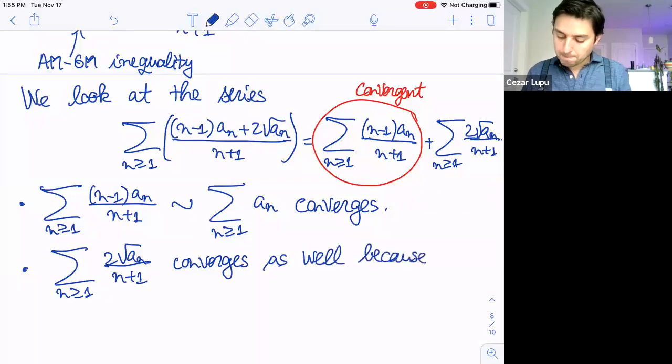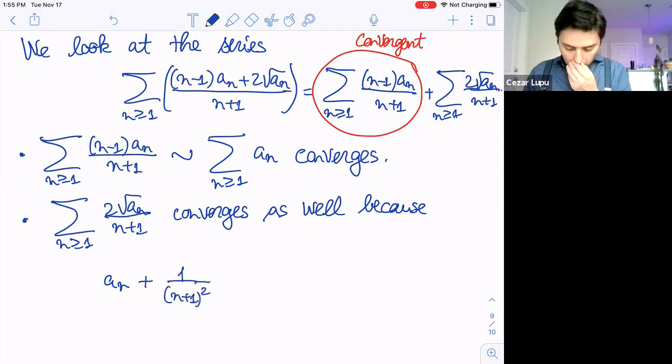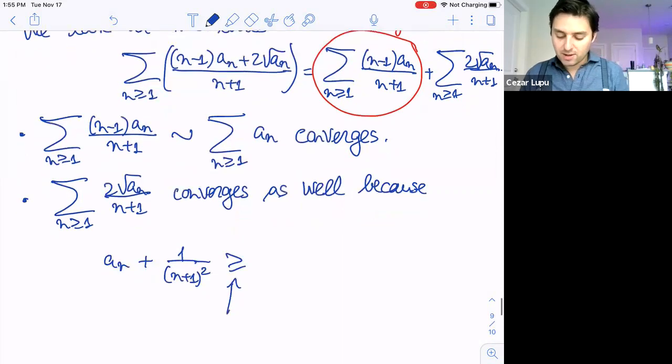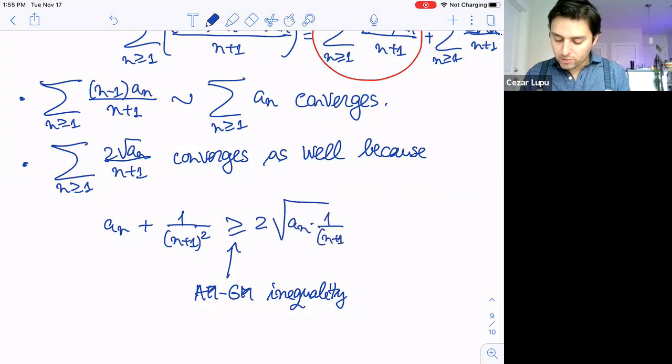Because we will apply the inequality comparison test, and we'll have that a_n plus 1 over (n plus 1) squared is greater than or equal, again by the AM-GM, but this time for two numbers, to 2 times the square root of a_n times 1 over (n plus 1) squared, which is nothing else than our series, 2 square root of a_n over n plus 1.